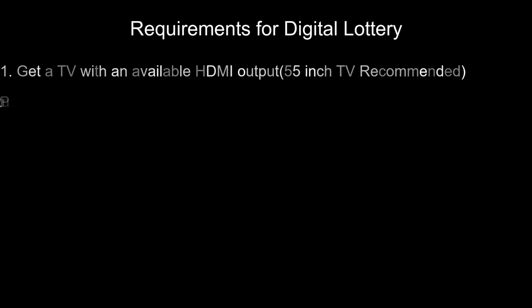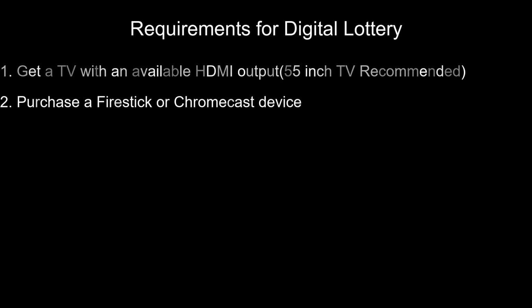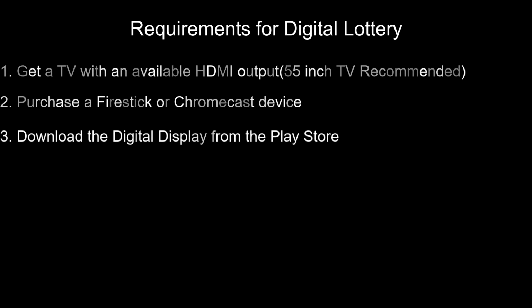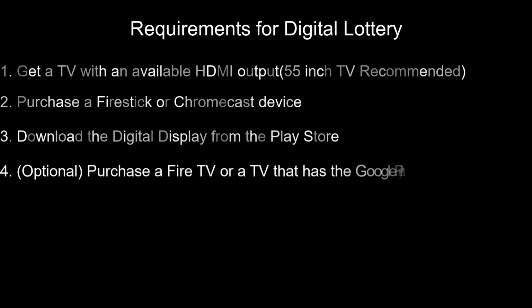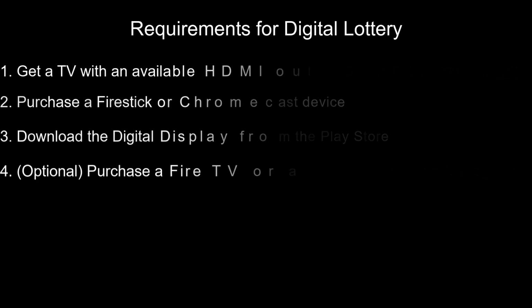If you want, you can purchase a Fire Stick or a Chromecast device, which you can hook up to your television, and then you're able to go into the Play Store to download the digital display application, where you will be able to pair your TV in the digital lottery section of the back office. Another option is that there are certain televisions out there that have the Play Stores already built into them, for the Fire Stick and also for the Google Play televisions. So you can also purchase a television that has the capability to access a Play Store, and then you can download our app from there.